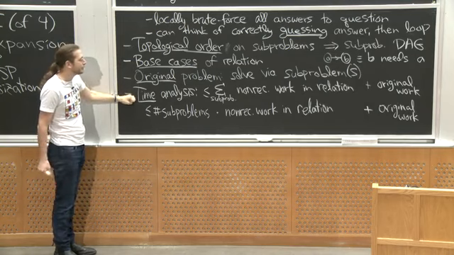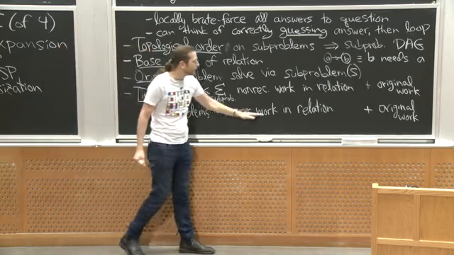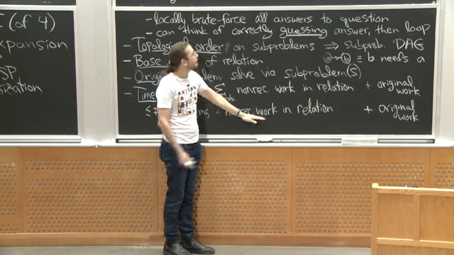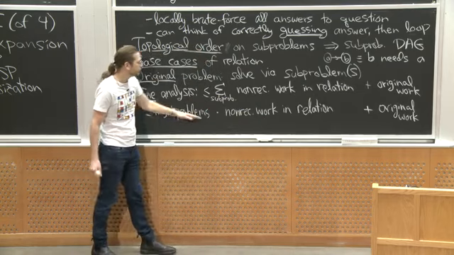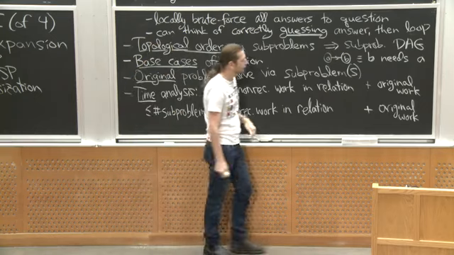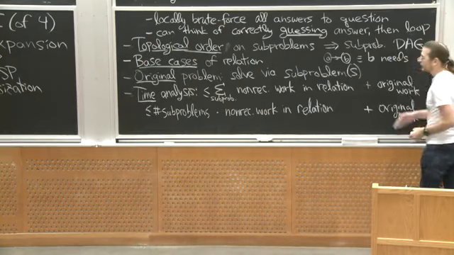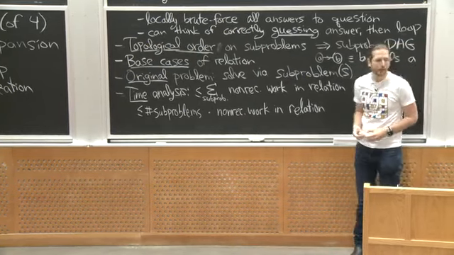And then we analyze the running time, usually as the number of subproblems times the non-recursive work in the relation. So recursion is free because we're multiplying by the number of subproblems. You can also sum over the subproblems. Sometimes that gives you a tighter bound. And then, of course, we also have to add on the running time we spend in the original problem. All right, so that was a quick recap.